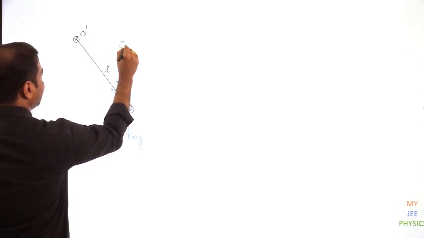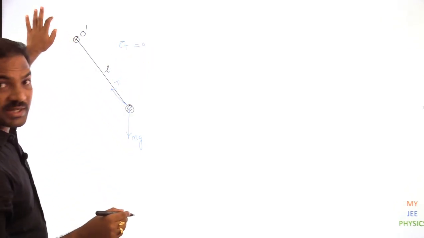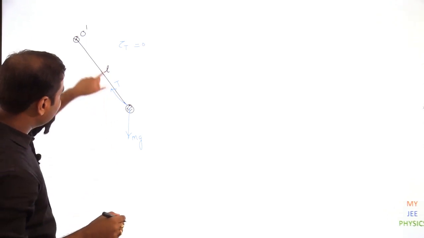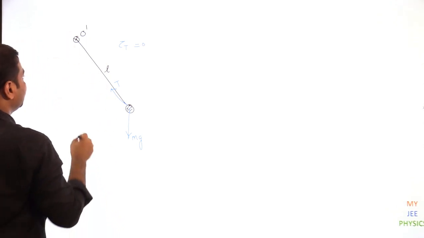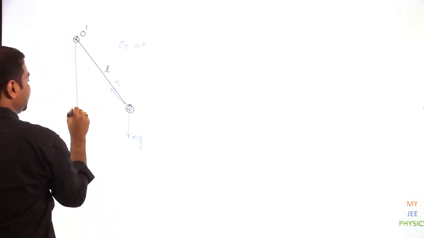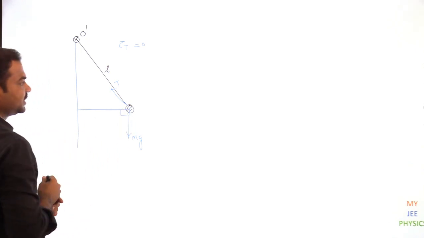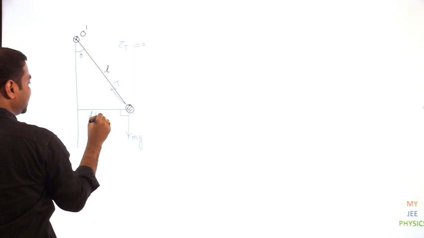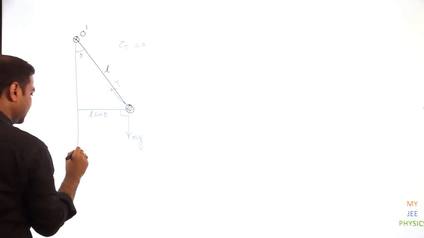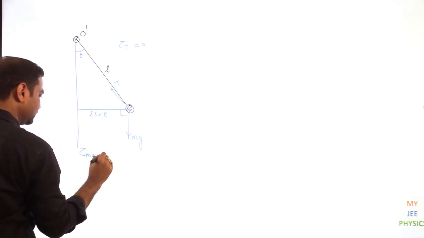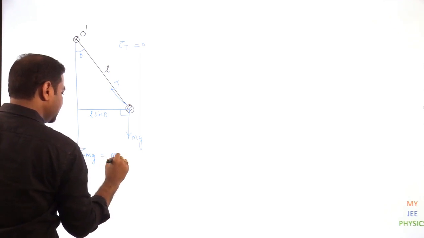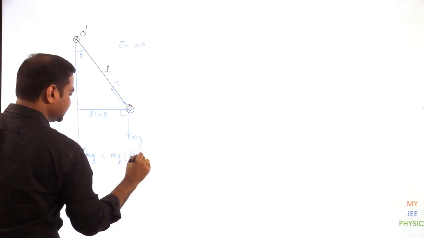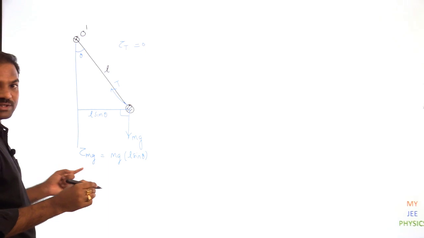So now what is the torque created by tension? Torque created by tension has to be 0. Why? The tension line passes through the O dash point. Whereas mg will create some torque. How to find the mg torque? It depends on the perpendicular distance. What is the perpendicular distance? This is L, this is theta. This value will become L sin theta. Then torque by mg is equal to mg into L sin theta, which is not equal to 0.